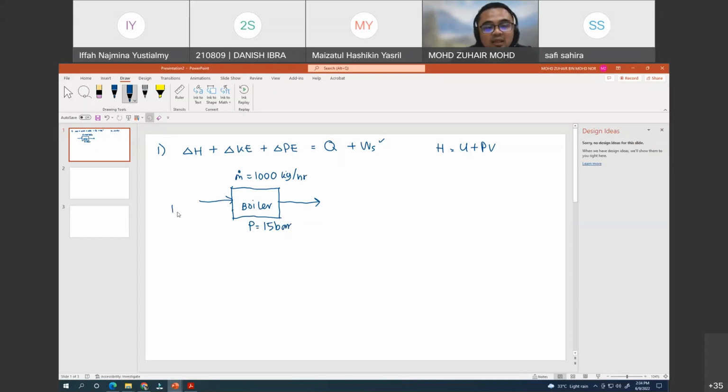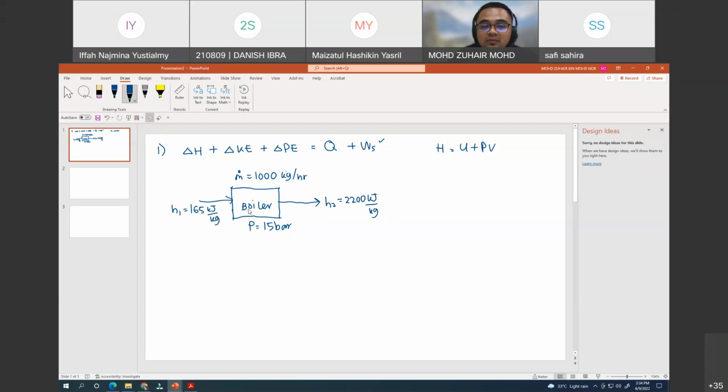We have the enthalpy, h1. Why small h? Because this is per kg, so it's a specific enthalpy. It's specific enthalpy, 165 kilojoule per kg. And then h2, we have 2200 kilojoule per kg. Okay, so these are all the information that we have.